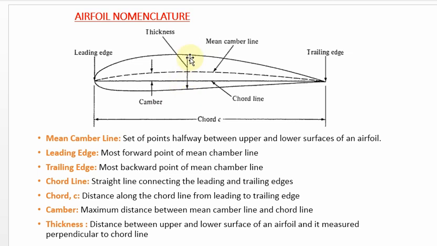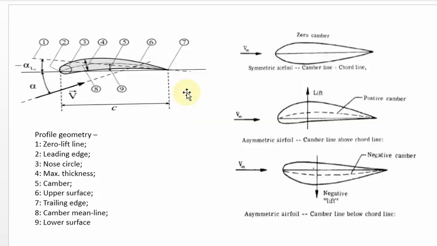These are the upper surfaces of the aerofoil, and this is the lower surface. The distance between the upper surface and the lower surface is called the thickness of an aerofoil. How can we define the thickness? The thickness is the distance between the upper and lower surfaces, measured perpendicular to the chord line.